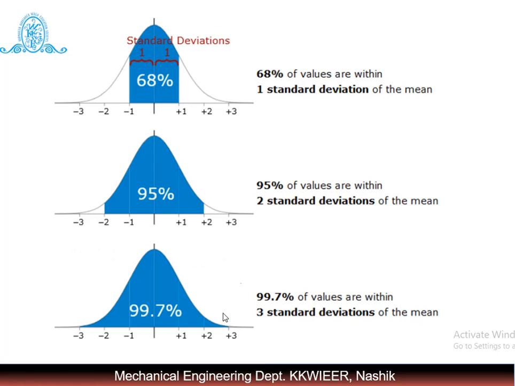In the second graph, 95% of the values are within two standard deviations of the mean. That means the plus 2 and minus 2 data has to be covered in the second graph. In the third graph, 99.7% of the values are within three standard deviations of the mean. So, one standard deviation, two standard deviations, and three standard deviations of the mean.